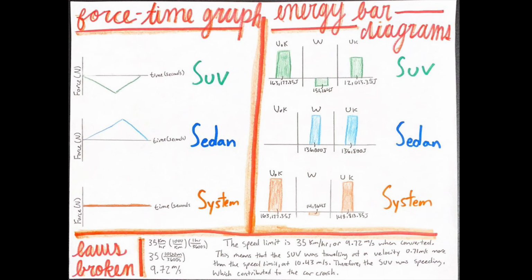The law is broken. The speed limit is 35 kilometers per hour, or 9.72 meters per second, when converted. This means that the SUV was traveling at a velocity of 0.71 meters per second more than the speed limit, at 10.43 meters per second. Therefore, the SUV was speeding, which contributed to the car crash.